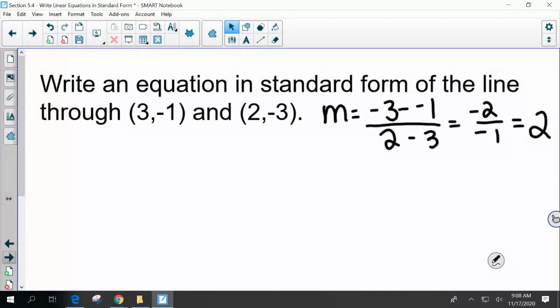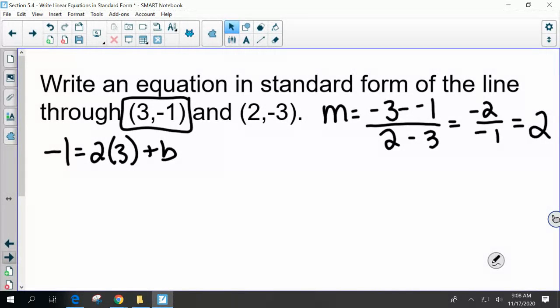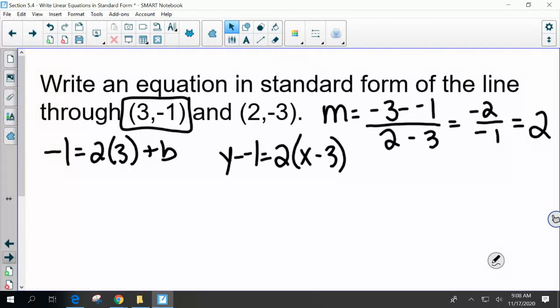Okay, I cannot determine B from just looking at this. I have to calculate it. So I have two choices. I can plug in an x, a y, and an m and find b, or I can do point slope. I can do either one. Either will get me the answer. Any preference? So let's say I'm going to work with this coordinate. I could either go negative 1 equals 2 parentheses 3 plus b and solve. Or I can do y minus negative 1 equals 2 parentheses x minus 3 and solve. I can do either one.